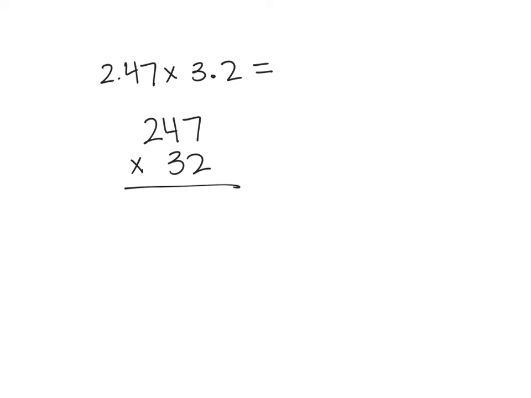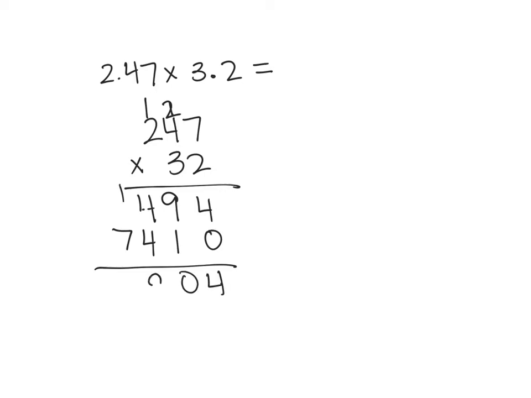If I multiply this using the traditional method, I'm going to multiply 2 times 7, which is 14. 4 times 2 is 8, plus 1 is 9. 2 times 2 is 4. I'll use a placeholder and do 3 times 7 is 21. 3 times 4 is 12, plus 2 is 14. 3 times 2 is 6, plus 1 is 7. I will add these together to get 7,904. Now, it's pretty clear that that's not my answer because I'm multiplying decimals.